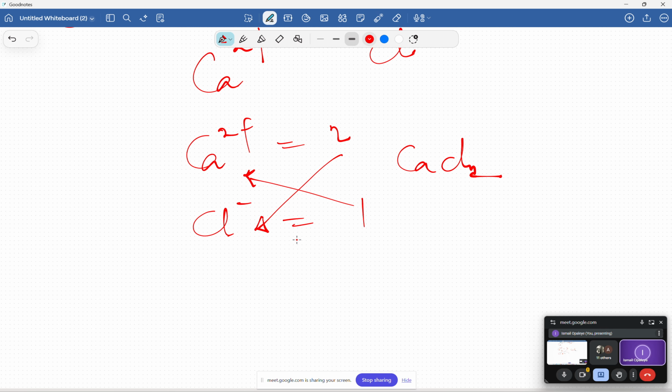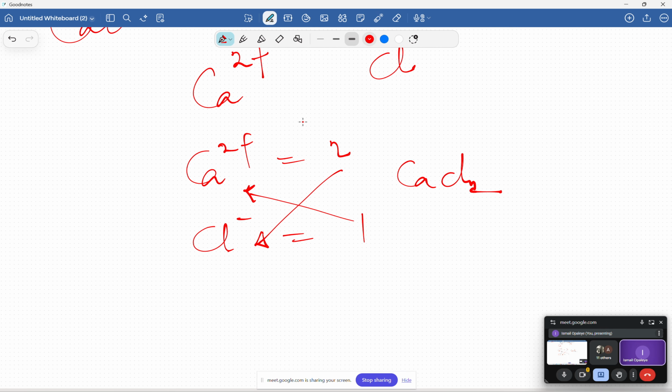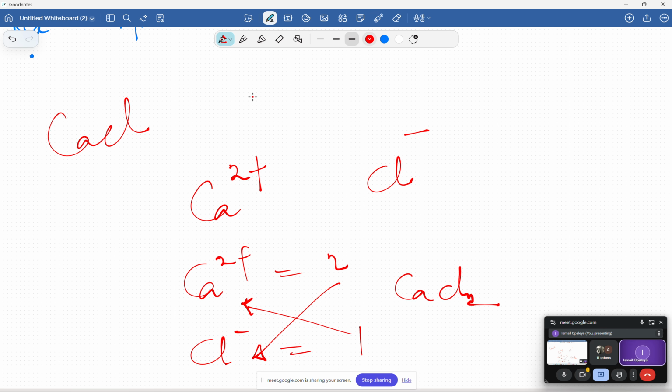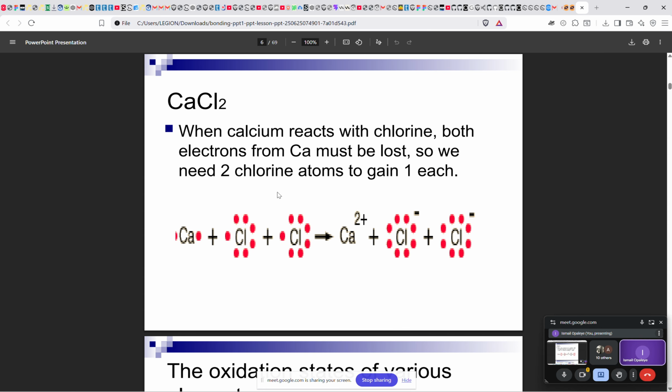But when you're looking at it from the bonding end, normally calcium has to lose two valence electrons. To combine with chlorine, only one chlorine can take one each. That means we're going to require two chlorines to make that combination possible. Okay, so that's about calcium chloride. So you have that there.